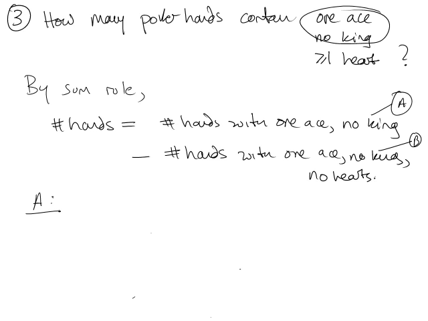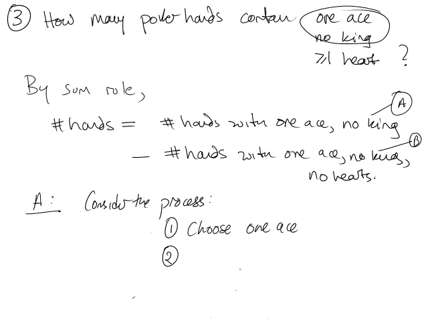So again, how do you count something? Well, you define a process that constructs the object you want to count. So consider the process. How do you construct a hand with 1 ace and no king? Well, it has to have an ace. So first you choose 1 ace. And then you have to choose the rest of the cards. So you have to choose 4 more cards. But then they can't just be anything, right? They can't be kings because there are no kings, and they can't be aces because there shouldn't be any more aces. So no kings or aces.